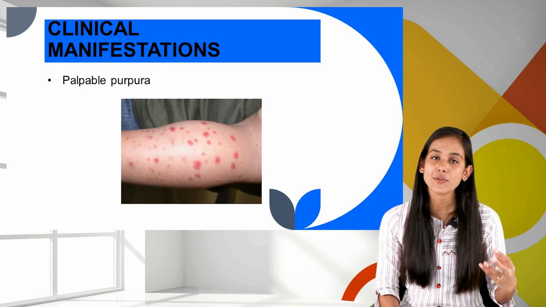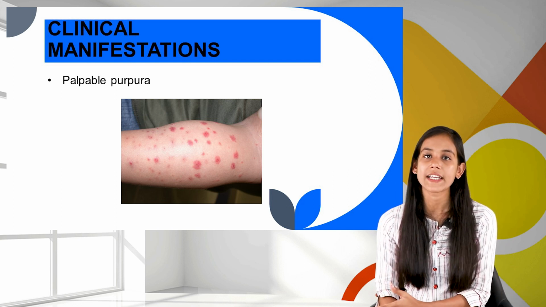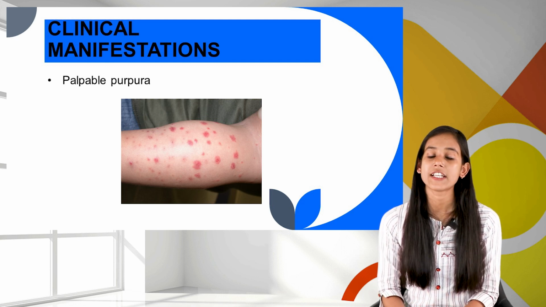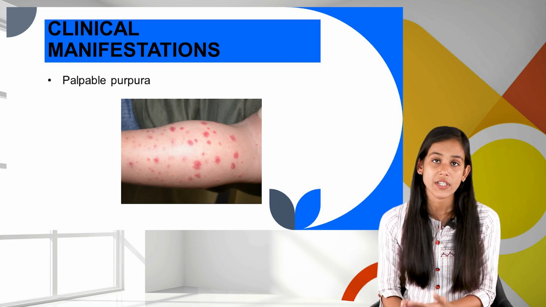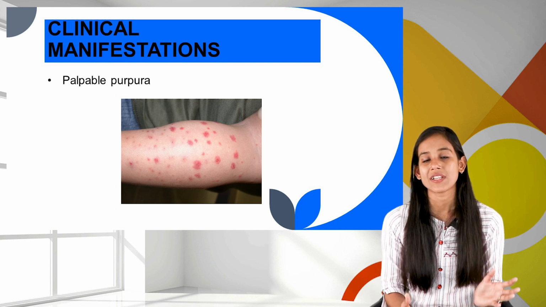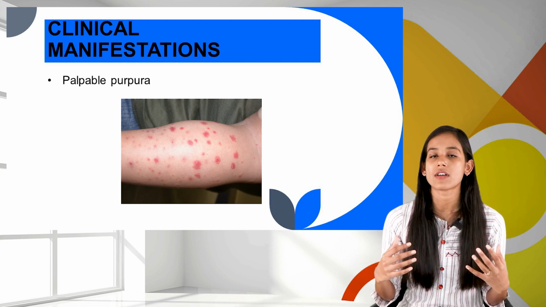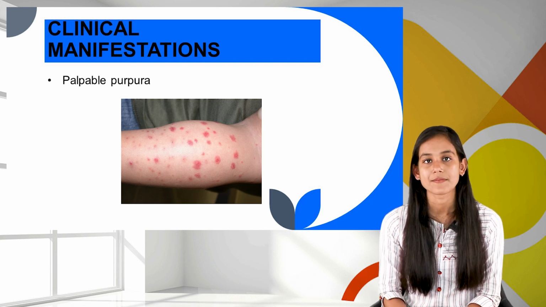If this immune complex travels down to the kidney and gets stuck there, then definitely there would be nephritis, renal disease, renal damage. And when this immune complex travels down to the joints and gets stuck there, that would cause arthritis or arthralgia. So I hope you have understood how this classic tetrad of symptoms, a very unique feature of Henoch Schonlein Purpura, is caused.